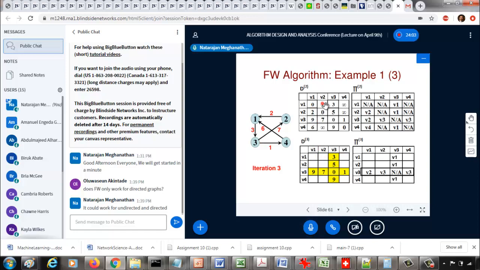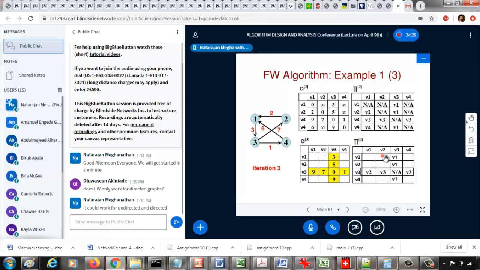Now what about this entry from vertex 1 to 2? Currently we have infinity as the distance estimate from 1 to 2. So you have to see, can we do less than infinity? Again, draw a horizontal line and vertical line to the highlighted row and column. So it will be 7 vertical and horizontal is 3. So 3 plus 7 is 10, and it's less than infinity. So we put 10 here.